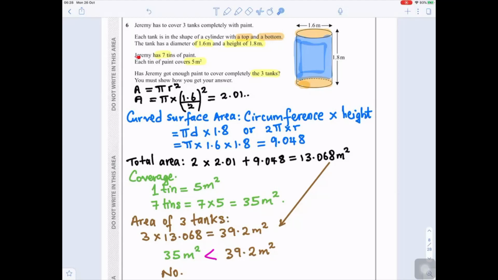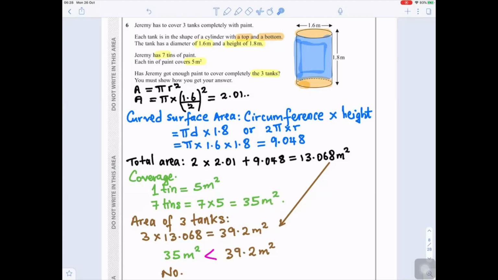Right, it says in the question, Jeremy has 7 tins of paint and each tin of paint covers 5 meters squared. So 1 tin covers 5 meters squared. 7 tins would cover 5 times 7. It gives you 35 meters squared.